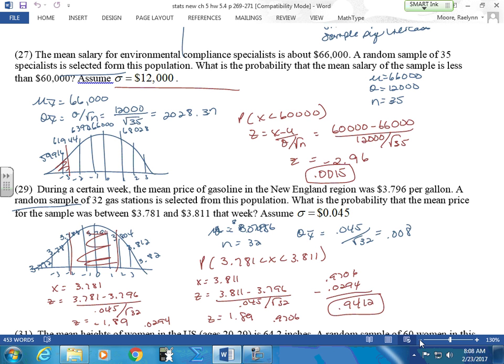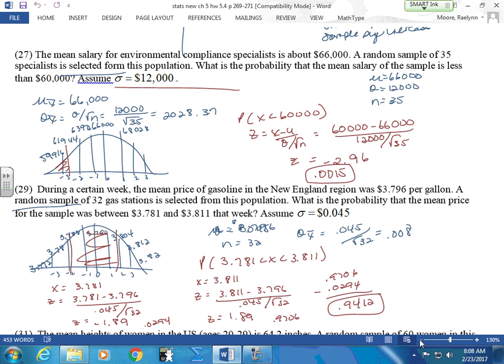All right. So for those of you that didn't do it but claimed you didn't know how, make sure you're writing this down. The mean salary for an environmental compliance specialist is about $66,000. What is that? Where did that come from? A sample or a population? What kind of statement is that? Is that a statement about a population or a sample?